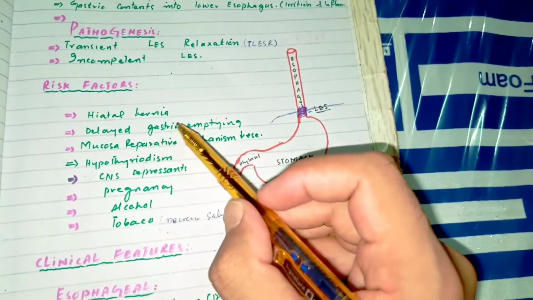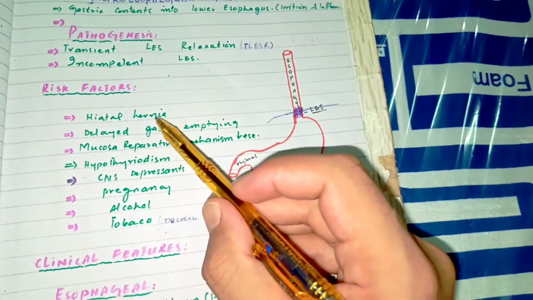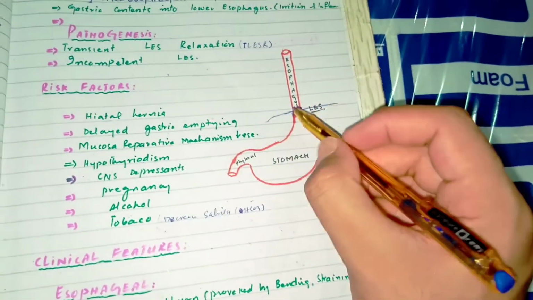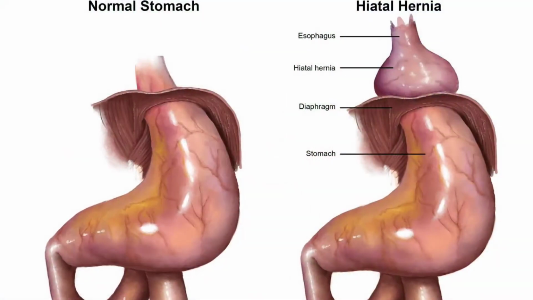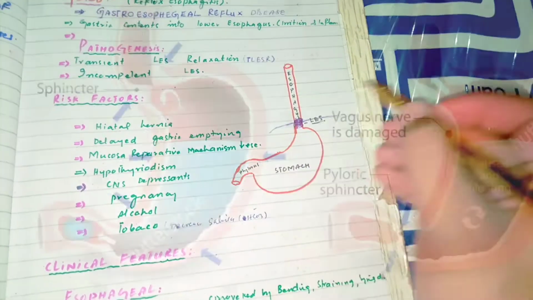So the risk factors. The first risk factor in GERD is hiatal hernia. Hiatal hernia is the bulging out of the upper portion of the stomach into the chest cavity through the esophageal hiatus, which exerts pressure on the lower esophageal sphincter and causes the backflow of the stomach content into the esophagus. The other is delayed gastric emptying.